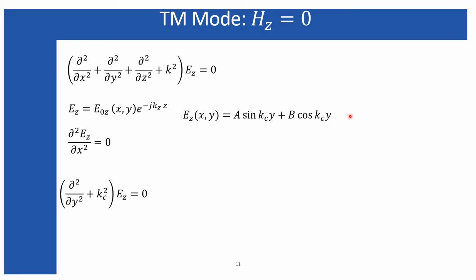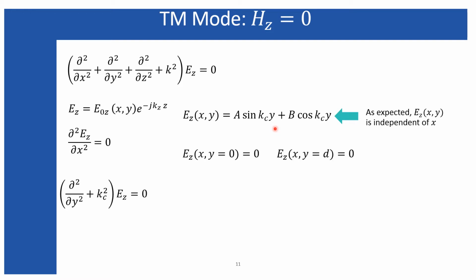A general solution can be defined in this way, and you can see that there is no x dependent factor over here because it is uniform along the x direction. Now the boundary condition. The boundary condition is that Ez is going to be 0 at y equals 0, and it is also going to be 0 at y equals d. So the first boundary condition gives b equals 0, and the second boundary condition gives a times sine kcd equals 0. Now a is an arbitrary magnitude that cannot be 0, so this sine factor will be 0.